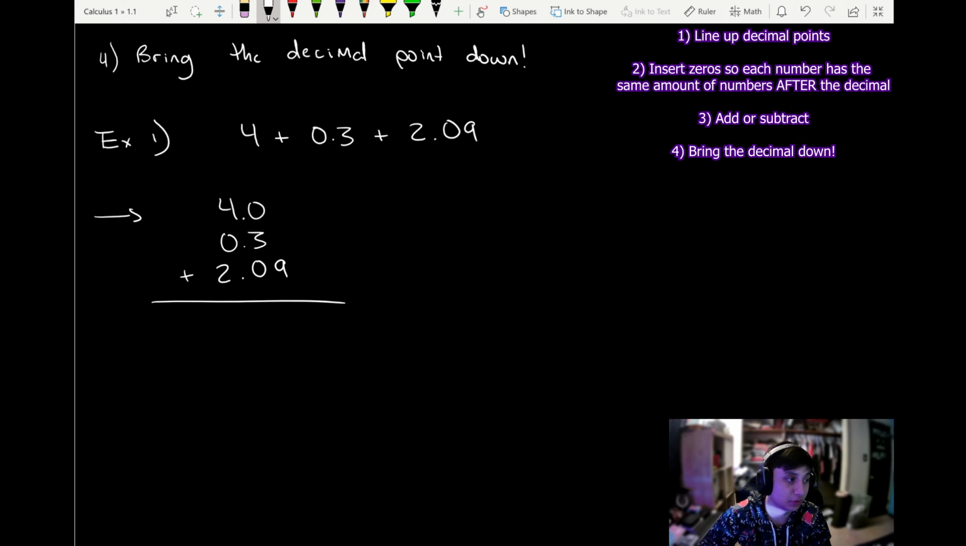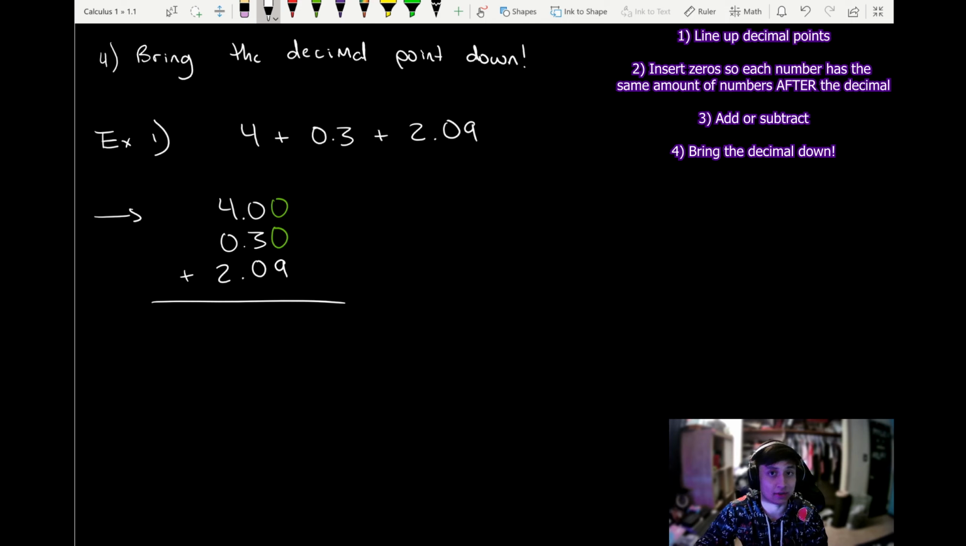But step 2, what was step 2? It was insert zeros after the decimal points so each number was the same length, basically. So if we look at the length of the numbers, 2.09 is the longest one, right? It has 3 numbers in it. 4.0 and 0.3 only have 2 numbers. So that means we have to add a 0 here and a 0 here. Now, each of the numbers are 3 digits long, and it's pretty to look at.